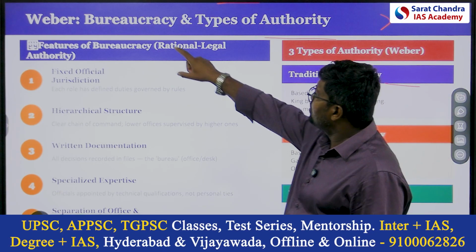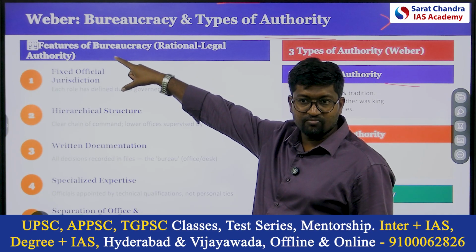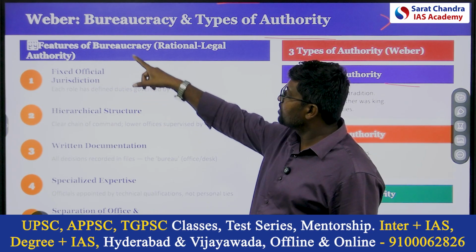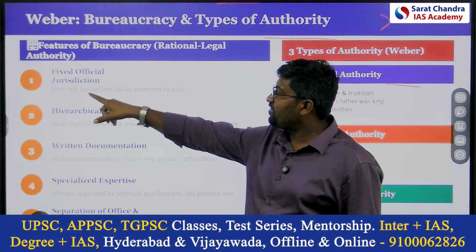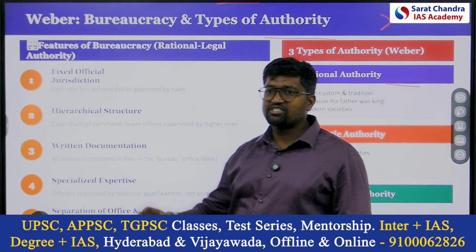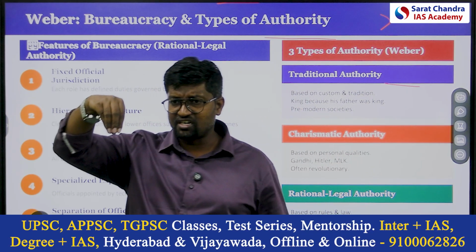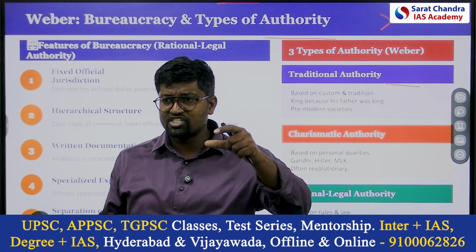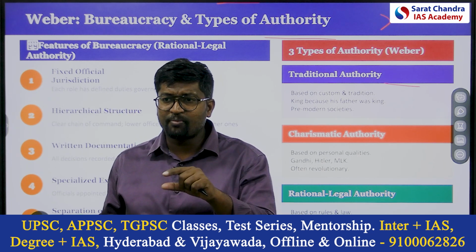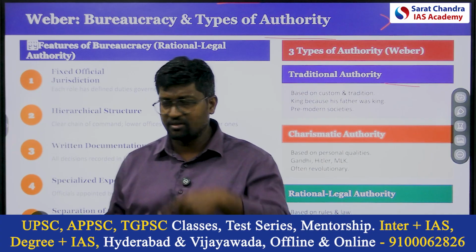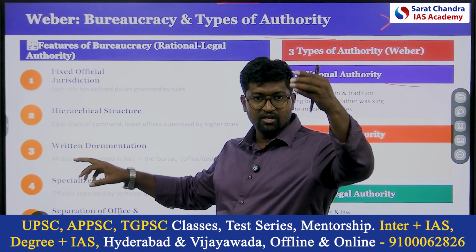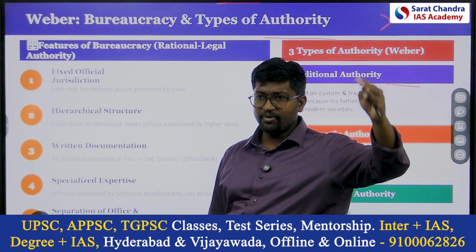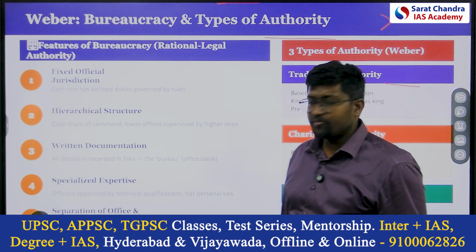So Weber talked about bureaucracy, and he talked about the ideal type of bureaucracy. What are the features of bureaucracy? Fixed official jurisdiction means nothing but for every officer there will be certain limits. District collector is there, he is an Indian administrative officer, but he will have the power only in one district. Hierarchy: above the collector there will be a minister, you have the chief minister.